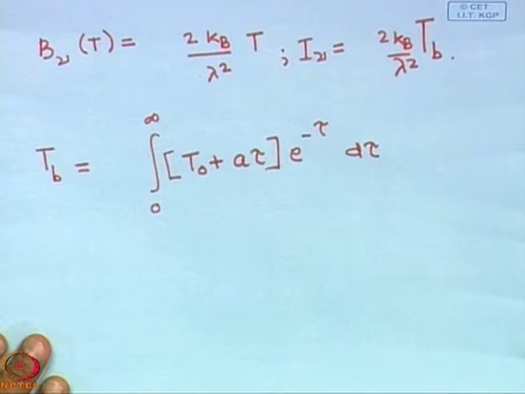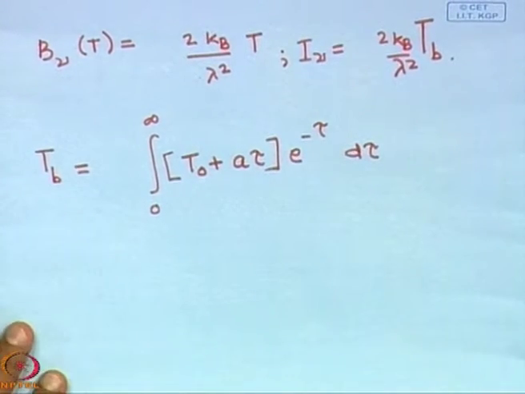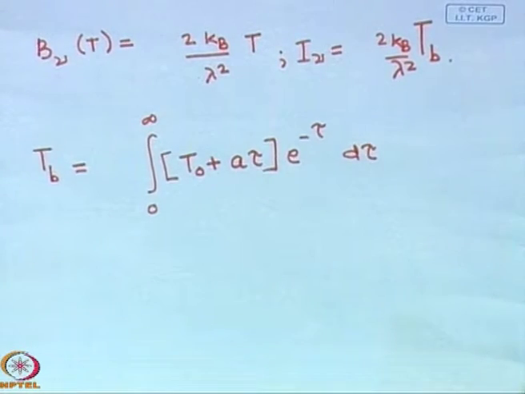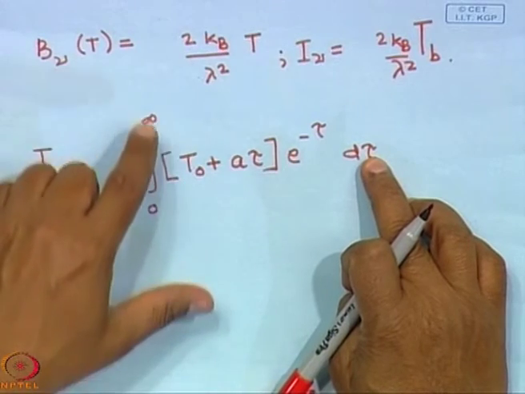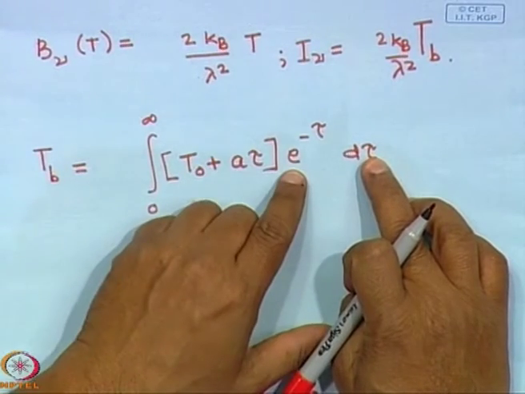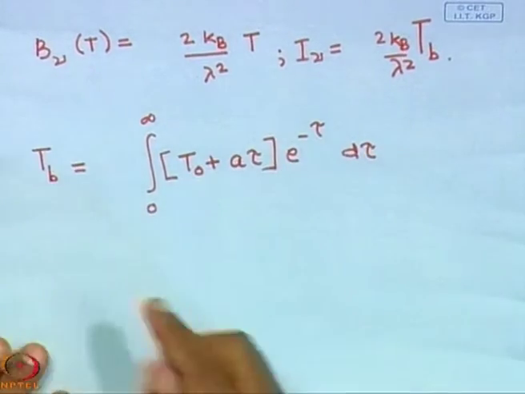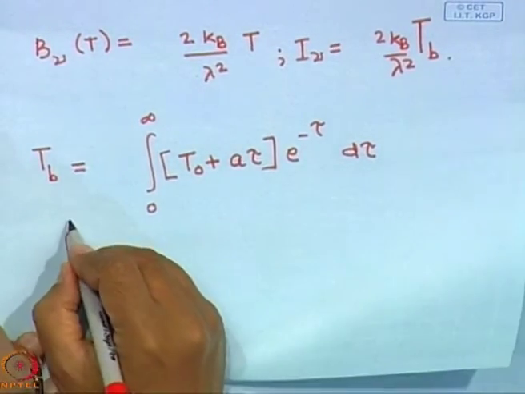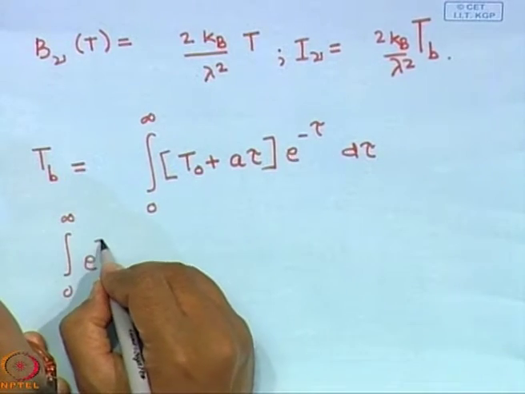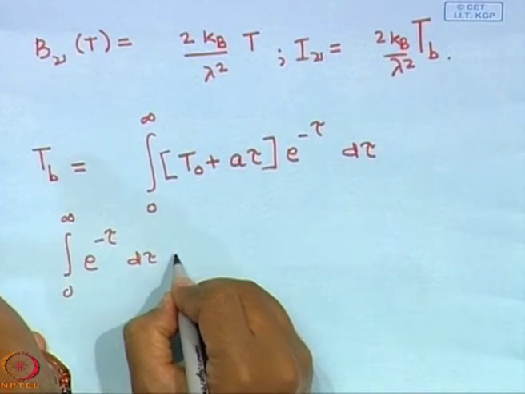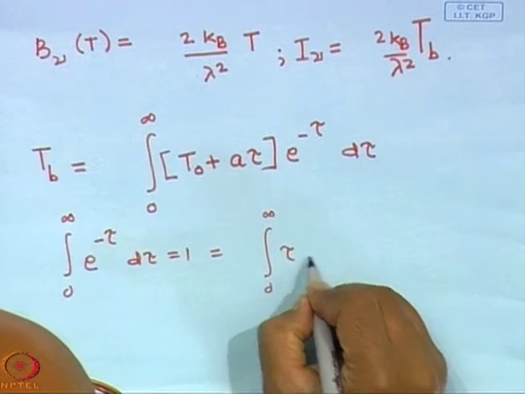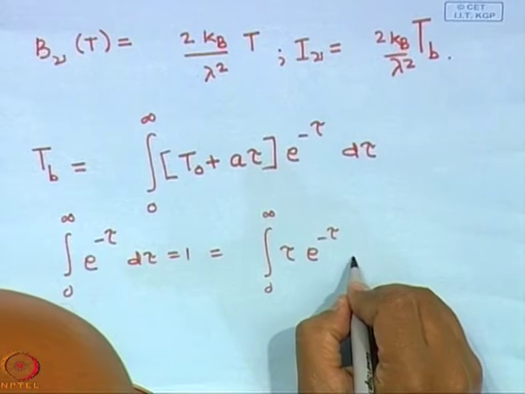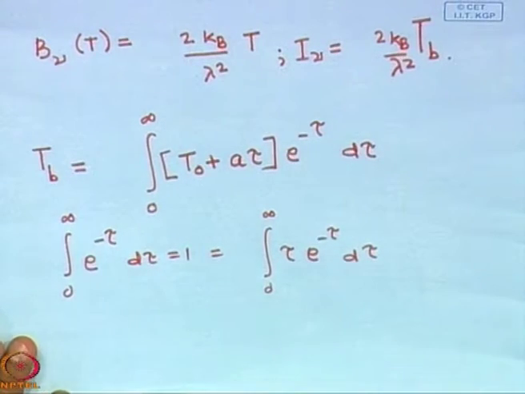Okay. So, we have to do these integrals, and both of these integrals we can easily check, they give you a value 1 right here. So, you have to integrate e to the power minus tau d tau from 0 to infinity, and this has a value 1, and also the integral from 0 to infinity of tau e to the power minus tau d tau. Okay, both of these integrals have value 1.